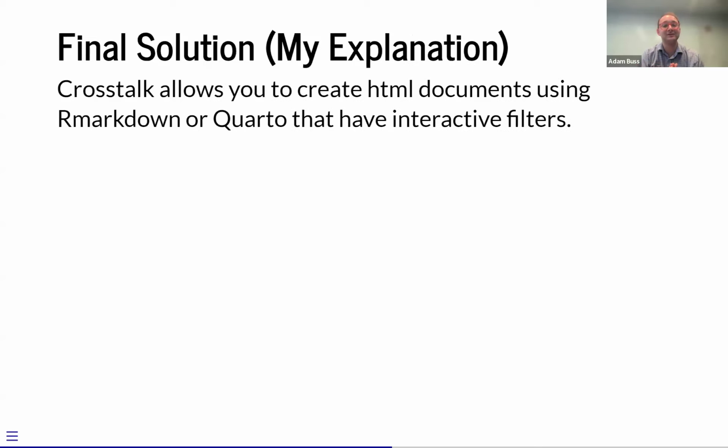So I have my own explanation, which is that Crosstalk allows you to create HTML documents using Rmarkdown or Quarto. We've all probably created an Rmarkdown or Quarto at any point, and you know that if you render it for the first time, it always renders as an HTML document. But doing this in an HTML document allows us to have interactive filters.